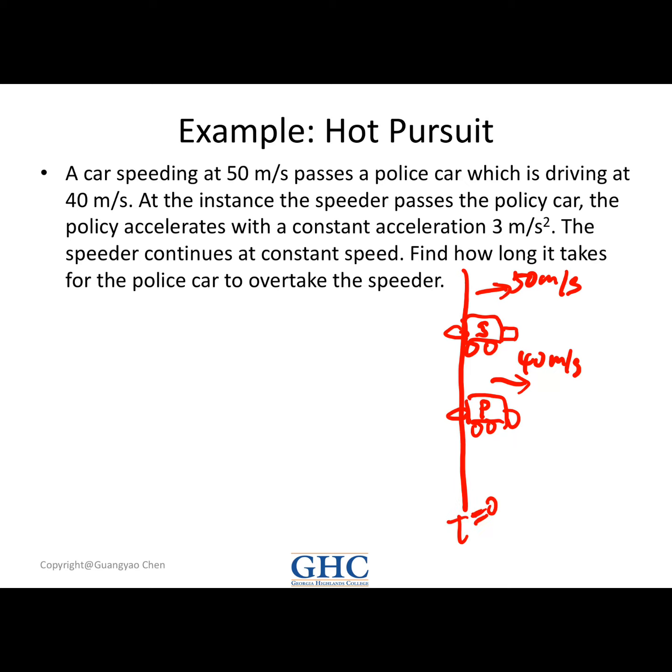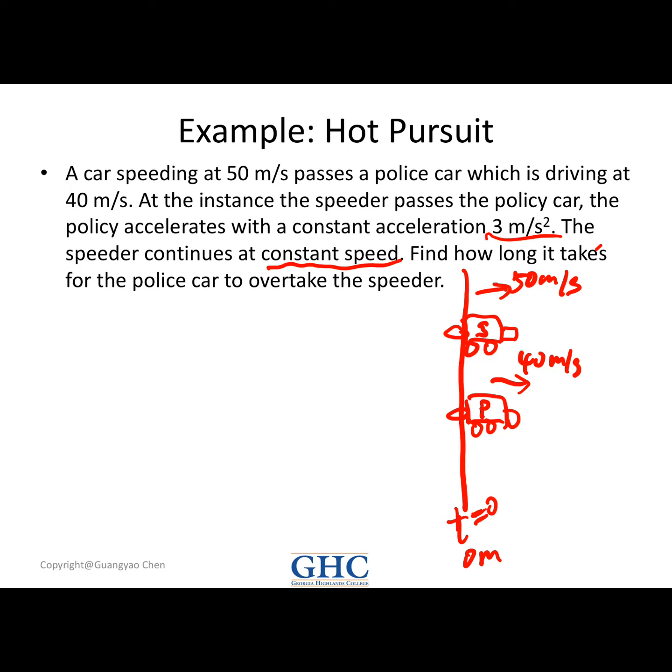And let's assume their positions are both 0 meters. So at t equals 0, both those two cars are at position 0. Now the speeder will continue at a constant speed motion. The police car accelerates with a constant acceleration of 3 meters per second squared. We want to know how long it takes for the police car to overtake the speeder.